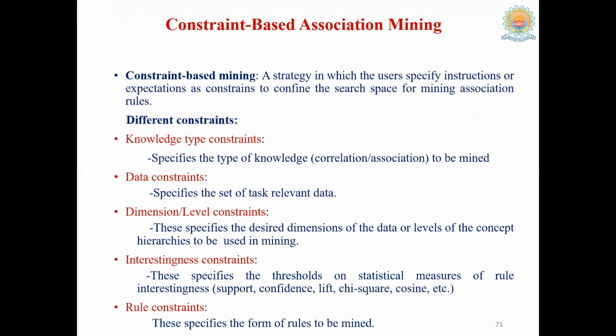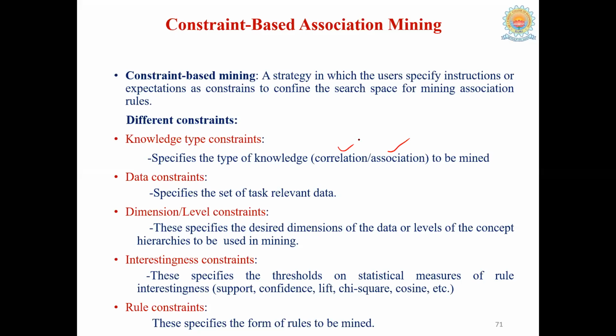Here, the knowledge type constraint specifies what kind of knowledge you want to extract. Either you want to extract an association rule or a correlation rule. These kinds of constraints can be specified under knowledge type constraint. Coming to the data constraint, it is specifically about the task relevant data. So what particular data you want to retrieve or extract.